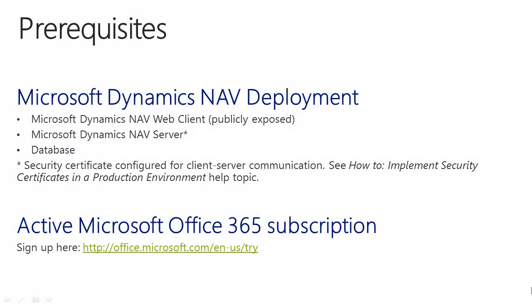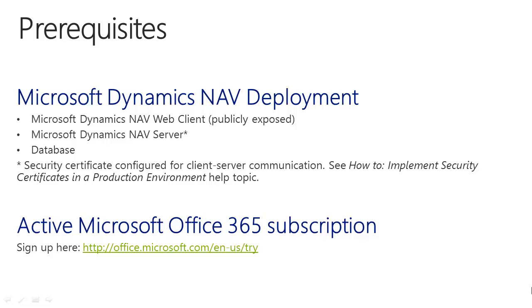In order for you to perform the steps in this video, you will need to have the following components set up. A Microsoft Dynamics NAV web client installation on a public domain linked to a server and a database. In my case, the client is deployed on a Windows Azure VM. Furthermore, you need to have a security certificate configured for the client-server communication. You can find how this can be done in the How to Implement Security Certificates in a Production Environment topic from the Microsoft Dynamics NAV help.